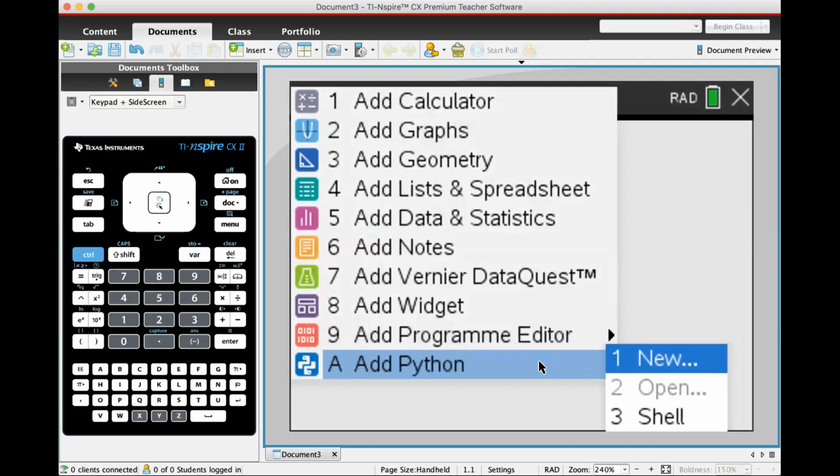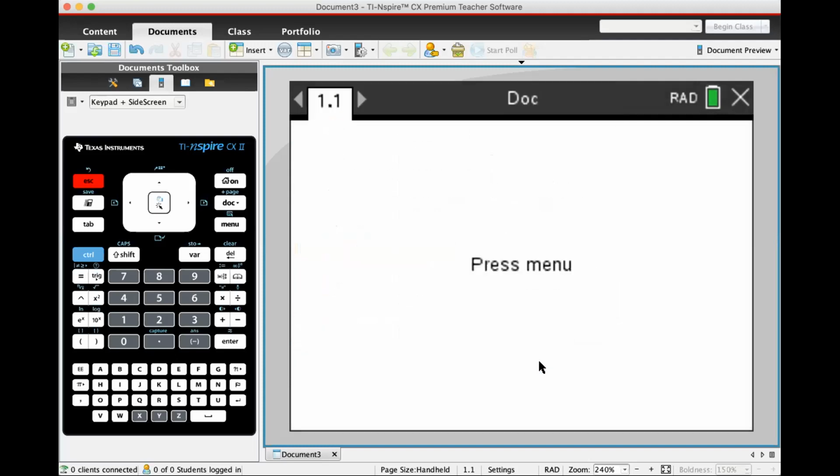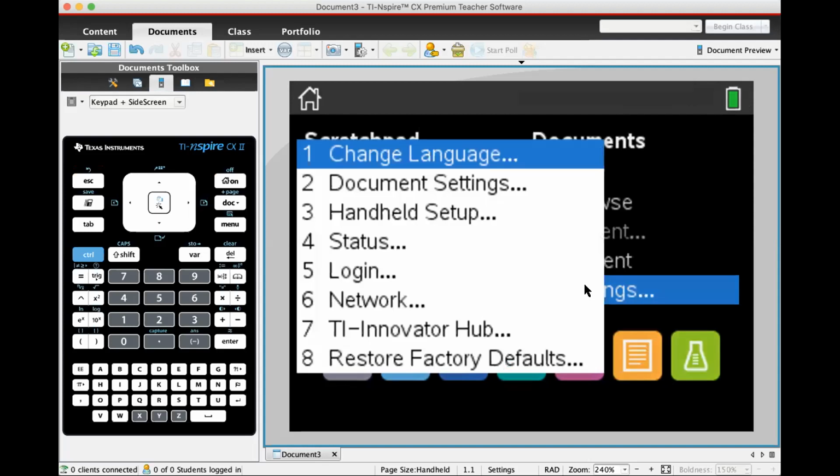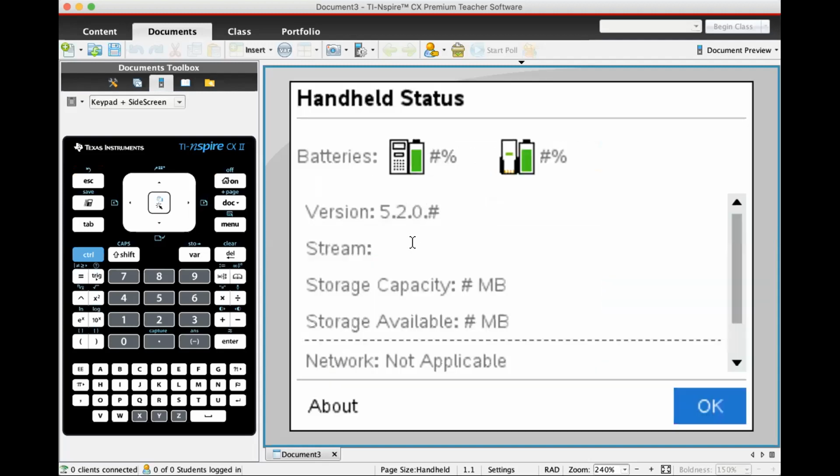This is CX2. And if you have CX2 and you're not seeing Python, it's probably because your operating system is not updated. The way to figure out what your operating system is: on that home screen, go to settings, and on number 4, it will give you the status. The status should say 5.2. That is the latest operating system. I believe it was released on the 9th of September, so just a month old.